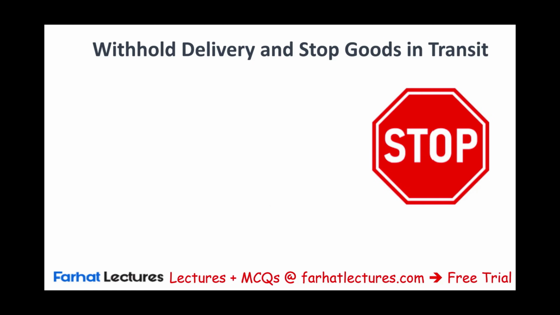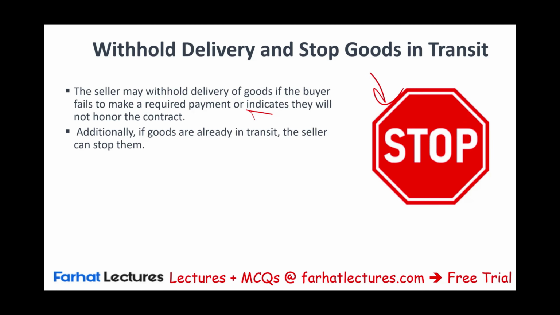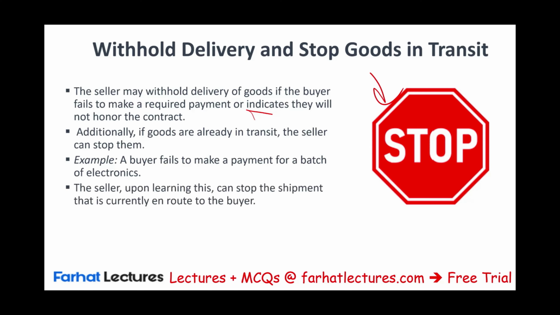What else can they do? Well, if they have not delivered yet, they can stop the delivery. If the delivery is in transit, they can stop it as well. The seller may withhold delivery of goods if the buyer fails to make the required payment or indicates they will not honor the payment. Either or, stop delivering. Additionally, if the goods are in transit, the seller can stop them. Example, a buyer fails to make a payment for a batch of electronics. The seller, upon learning this, can stop the shipment that's currently en route to the buyer. Just stop it. That's what they can do.